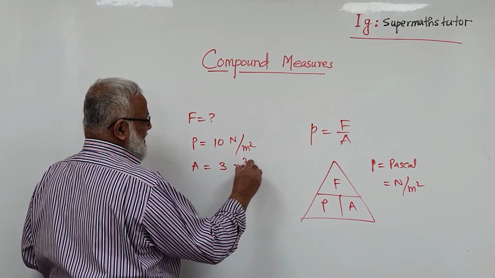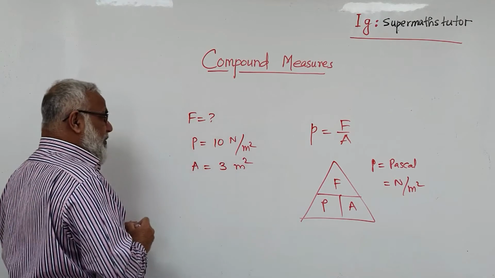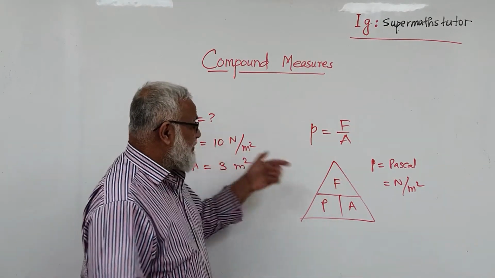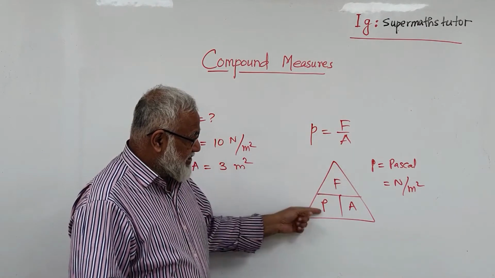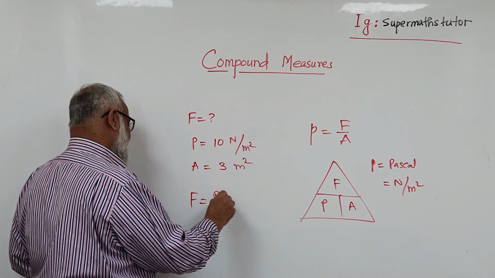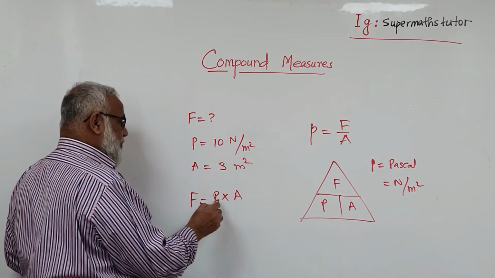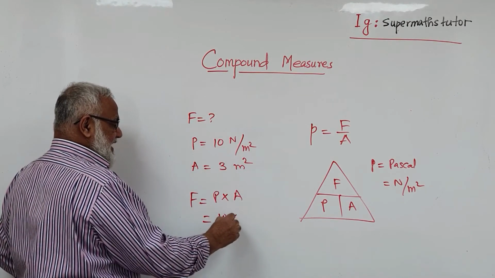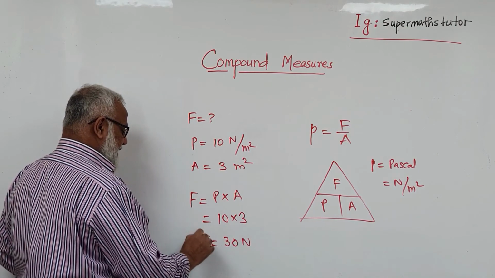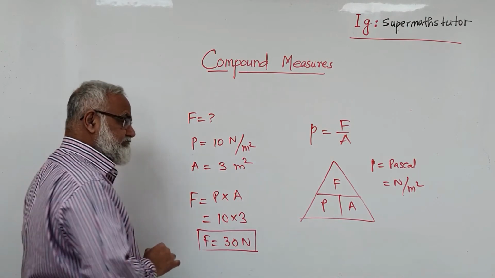So pressure is 10 and area is 3 meters square. So what formula am I going to use? You look here, the formula is here. Because I'm asking you force, you put your finger here, pressure times area. So pressure is 10, area is 3, 10 times 3, 30 Newton. And that is the force.